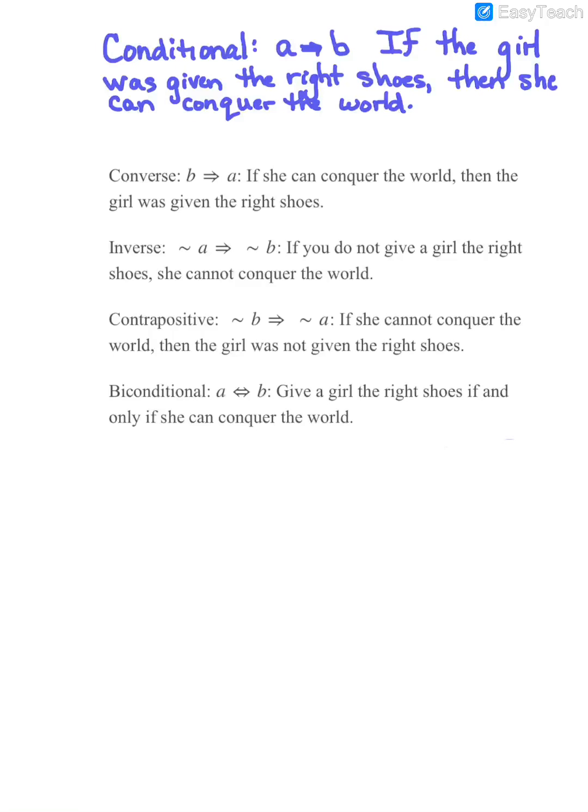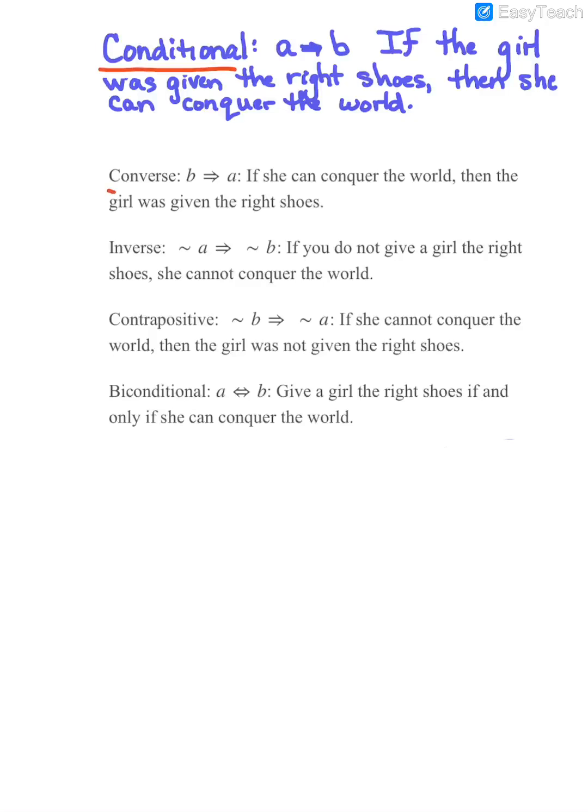In this video, we are going to look at the conditional statement and some variations of that, and then something known as De Morgan's law. So, when we talk about a basic conditional statement, in terms of how we translate it, we can say it's something such as an A, single arrow, B. So, for example, we could say, if the girl was given the right shoes, then she can conquer the world.